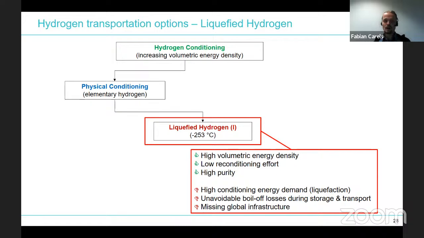The benefits of the liquefied hydrogen, as I already mentioned, is its high volumetric energy density. Again, we have a low reconditioning effort because we just can evaporate it and then use it, for example, as a fuel for mobile applications. And the purity is still very high if we liquefy it, so we don't have any other components which could be part of the final product. The downsides, I have already mentioned partly, is that we have a high conditioning energy demand for the liquefaction. We see that when we store the liquefied hydrogen over longer times, then there will be some heat going into the tank, which leads to unavoidable boil-off losses. We just need to consider this if we look at liquefied hydrogen, and we also don't have a global infrastructure for the liquefied hydrogen yet.